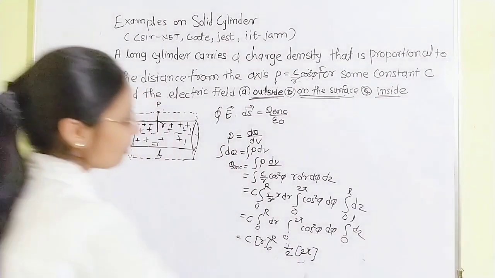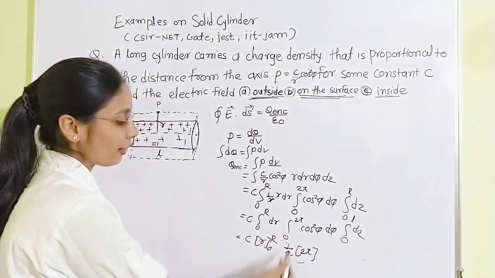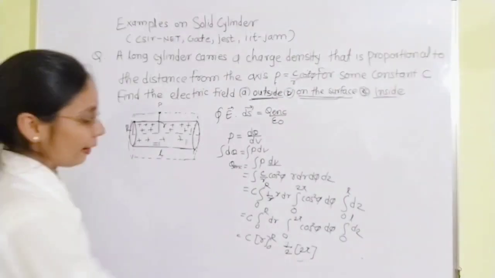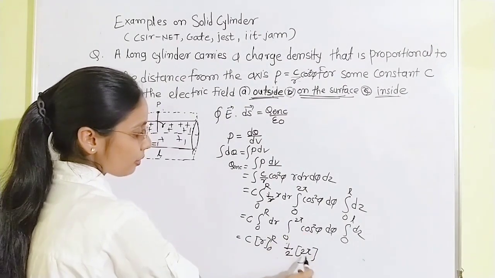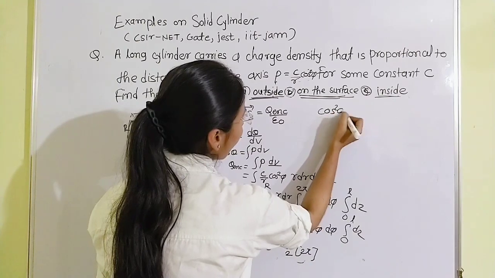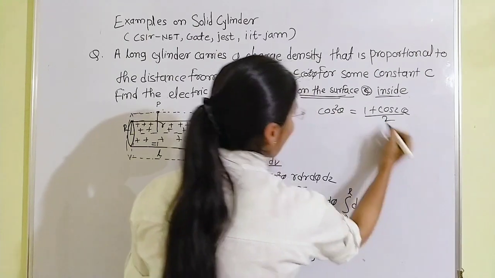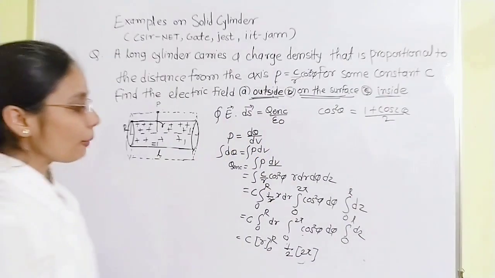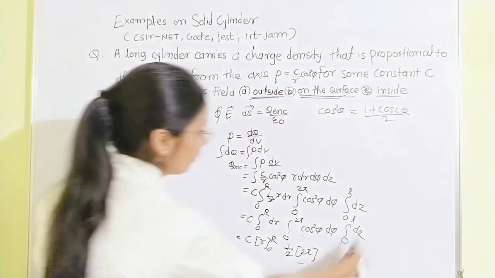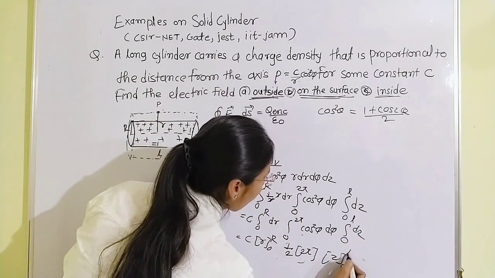If there is cos square theta or sin square theta and the limit is half or full, that is 0 to pi or 0 to 2 pi, then we can write it directly as 1 by 2 into the limit, 2 pi. Or we can use the formula cos square theta equals 1 plus cos 2 theta by 2 and calculate, but this is the trick, so we can use it here. And the integration of dz is z, and we put the limit 0 to L.